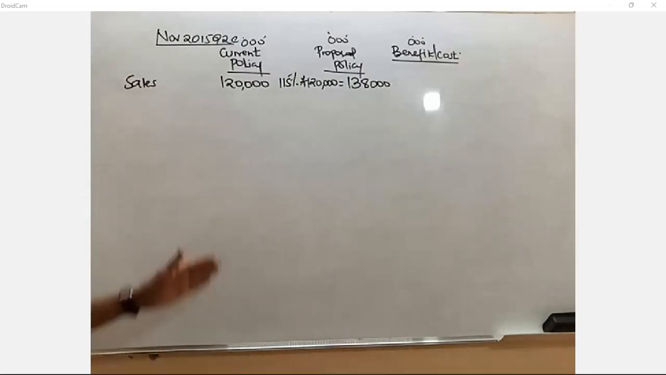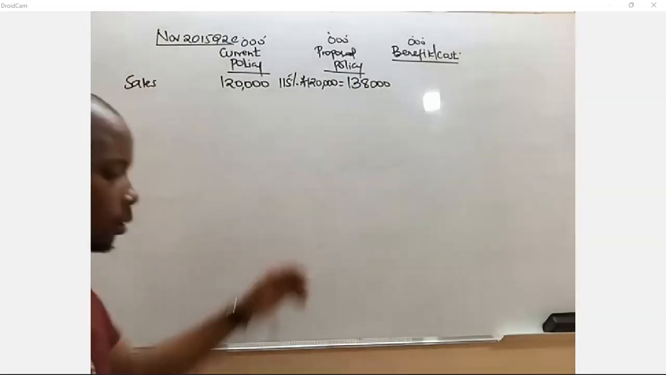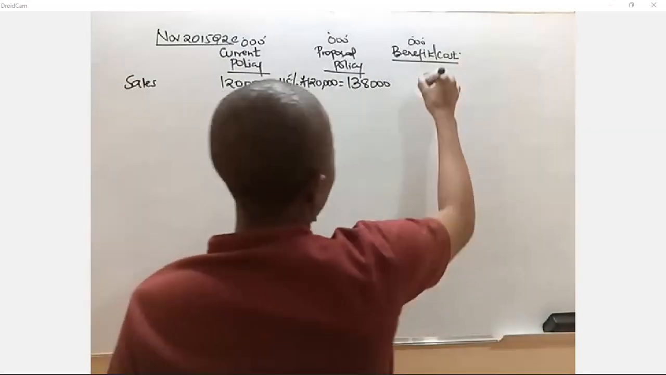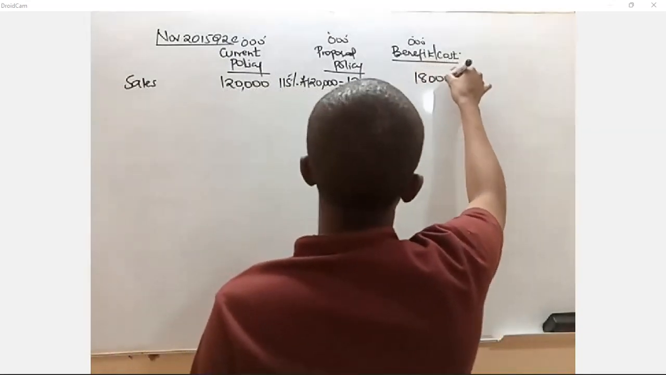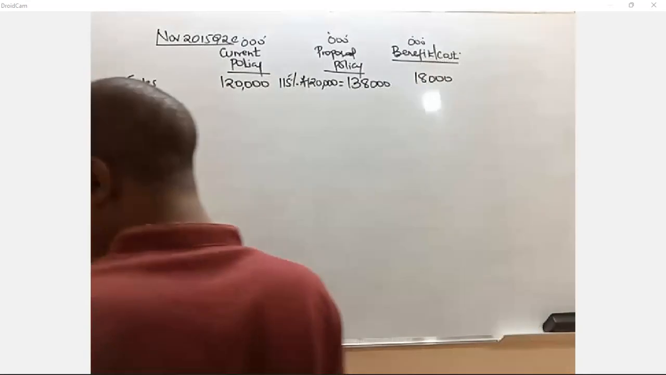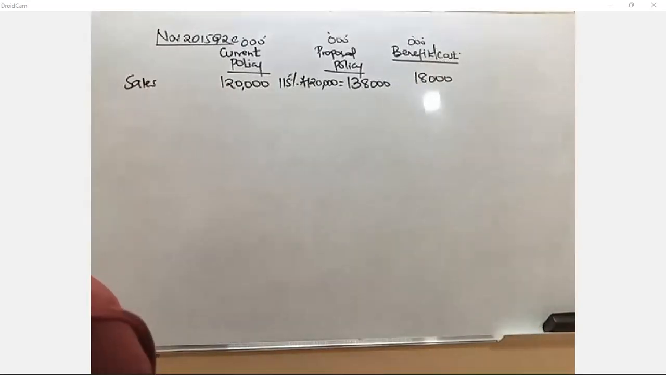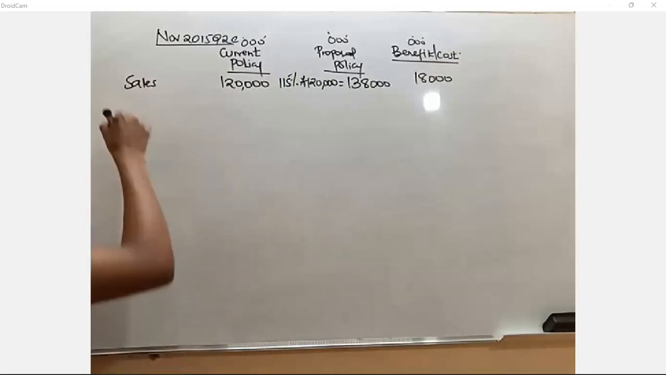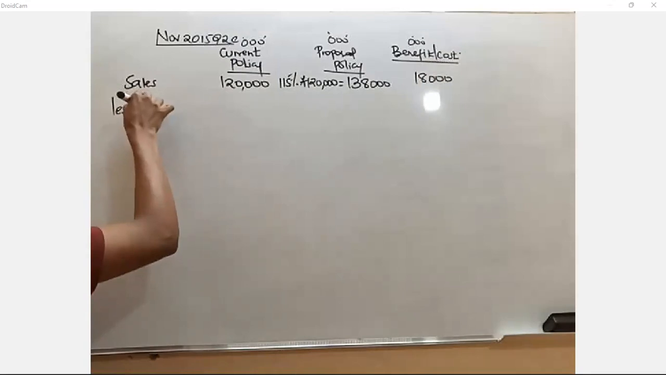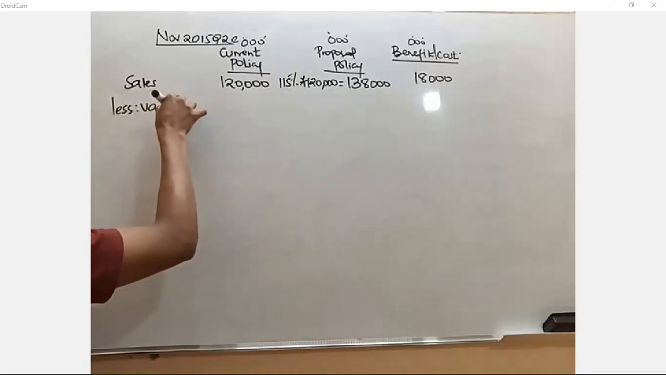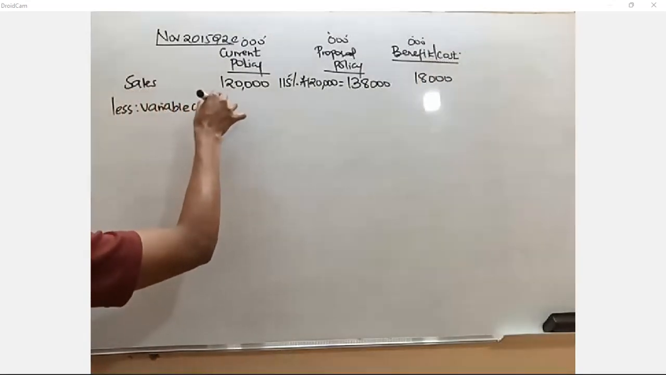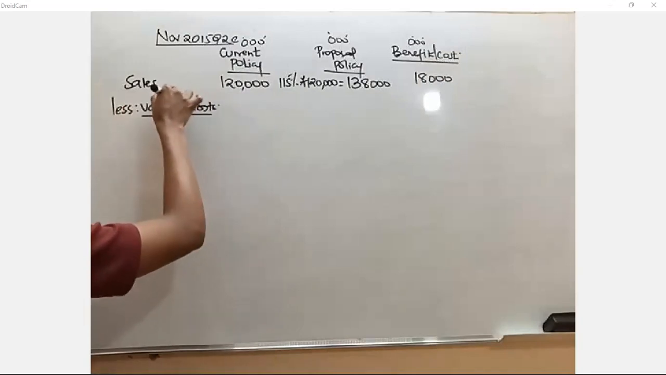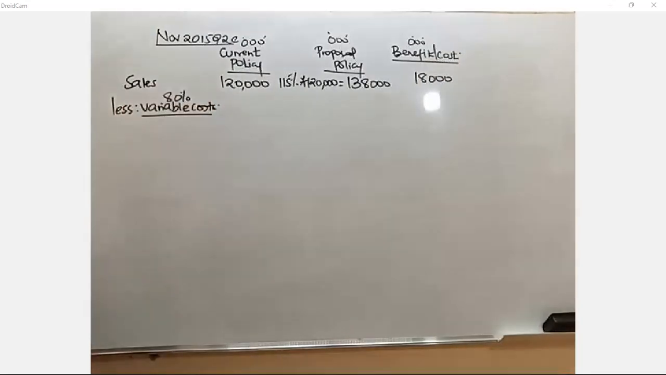It should be a benefit because the difference of 18,000 should be a benefit to the organization if things go well. Right? It means we are going to be increasing our sales by 18 million, sorry. Now, let us less our variable costs, which you have been told is 80% of our sales. 80% of the sales is how much?